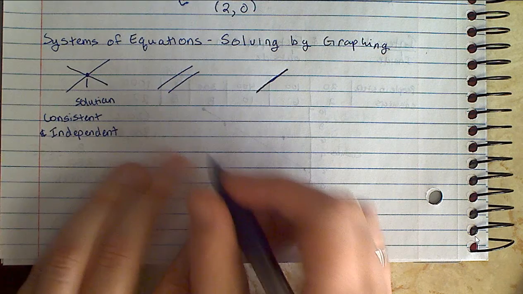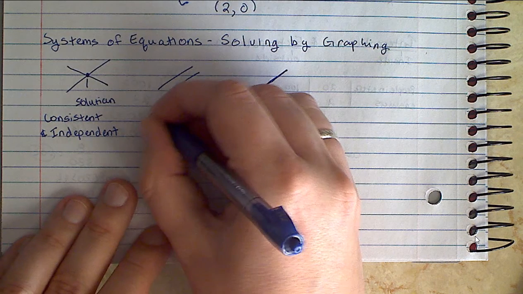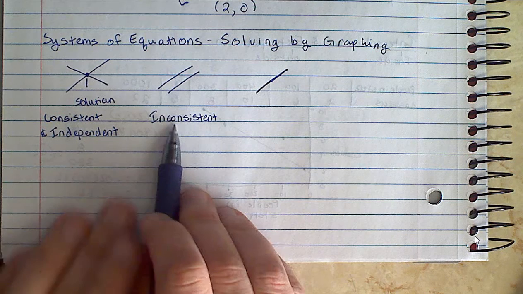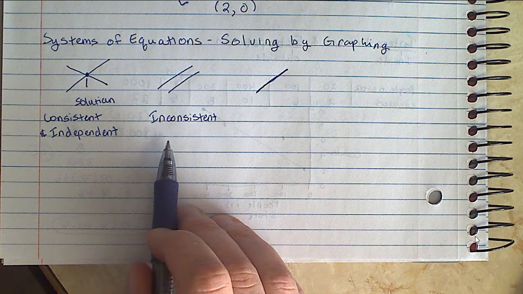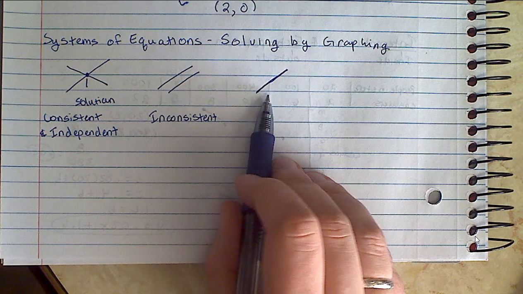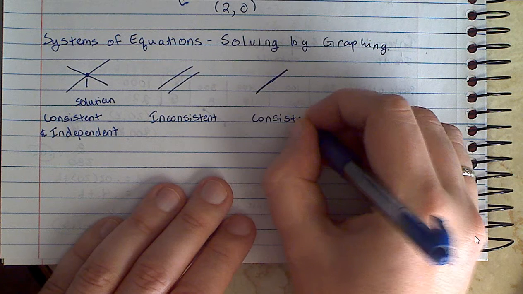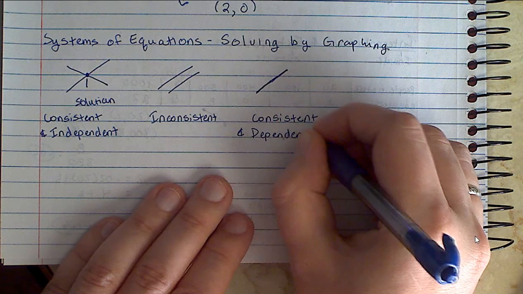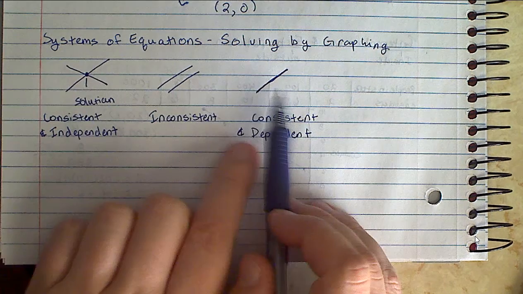Okay, now this one here, if they don't touch at all, ever, if they're parallel lines, this is called inconsistent. Inconsistent means that there are no solutions. And then if you end up graphing them and they end up being the exact same line, they're consistent and dependent. Consistent and dependent. So unlike these other healthy lines down here that live their own line lives, these lines rely on each other to survive.